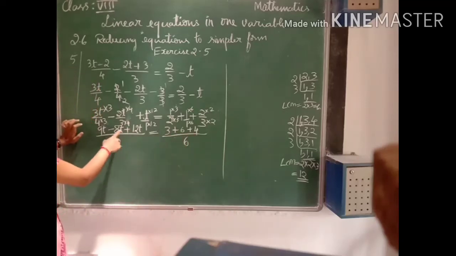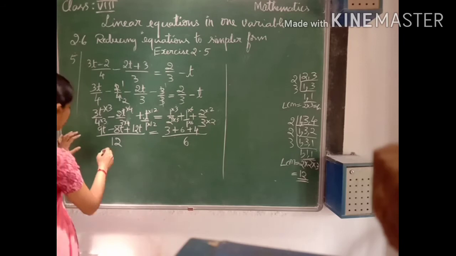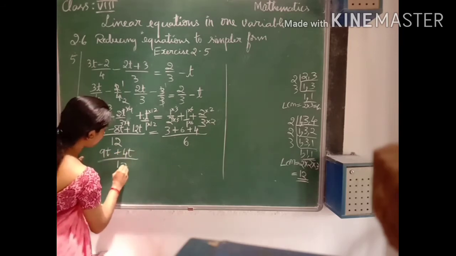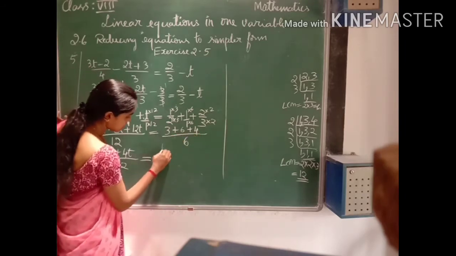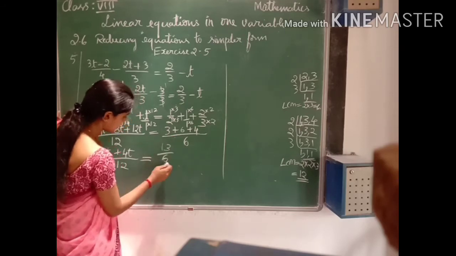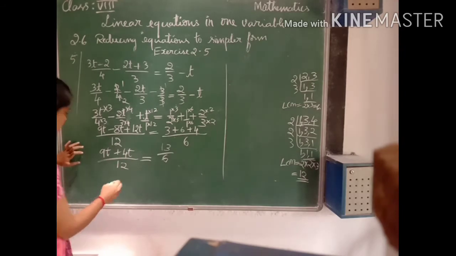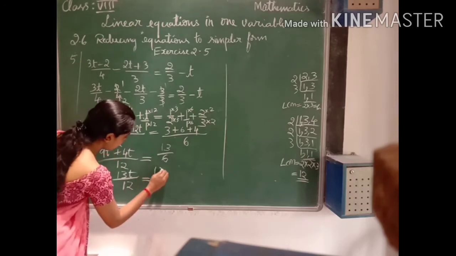So 12t minus 8t will become how much? 12t minus 8t will become 4t. 9t plus 4t divided by 12 is equal to 6 plus 4 is 10, 10 plus 3 is 13, 13 by 6. After that, 9t plus 4t is how much? 9t plus 4t is equal to 13t divided by 12 is equal to 13 by 6.